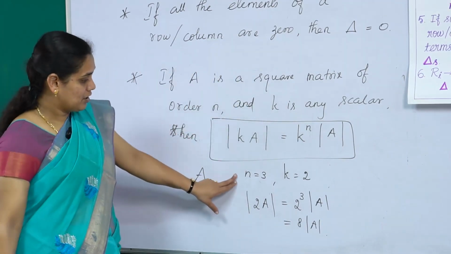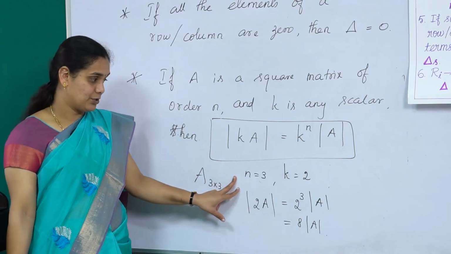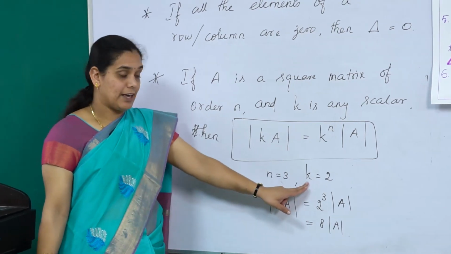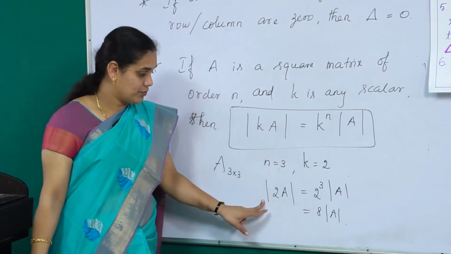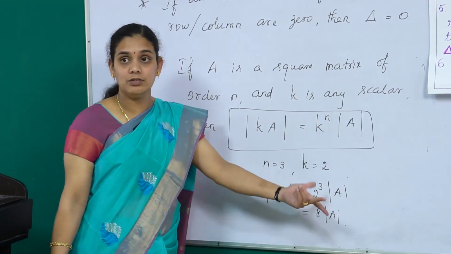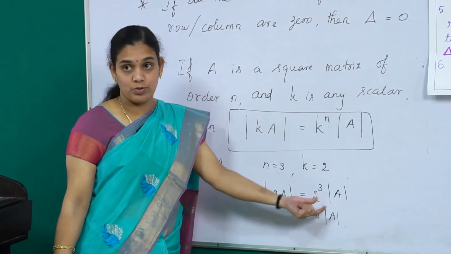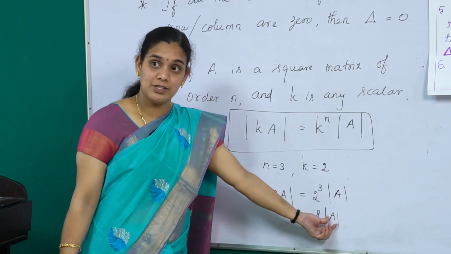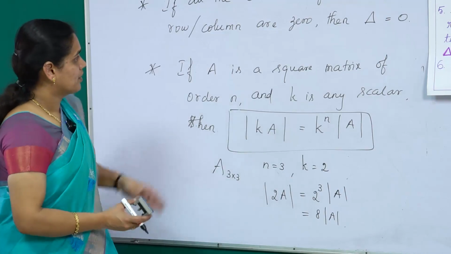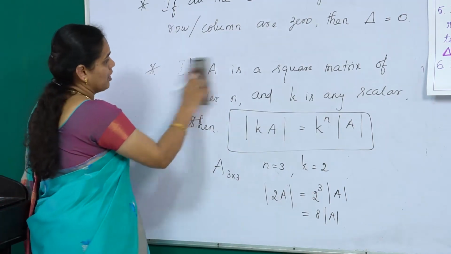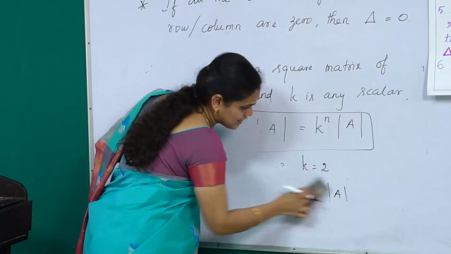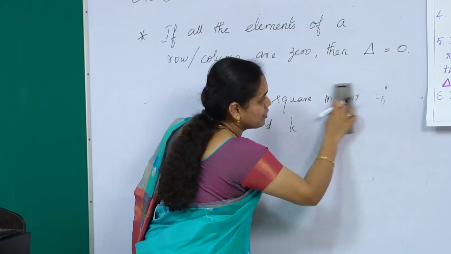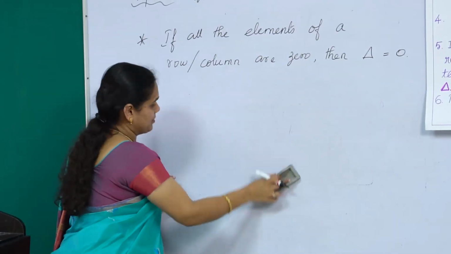This type of question will be asked in 1 mark MCQs. If A is a square matrix of order 3 and K is 2, then determinant of 2A is equal to what? The choices will be given, option 1, 2, 3, 4. If there is 8 times determinant of A, that is the correct answer. These two are very important results. Okay. Next we will see some problems from your exercise, evaluating determinants using properties of determinants.